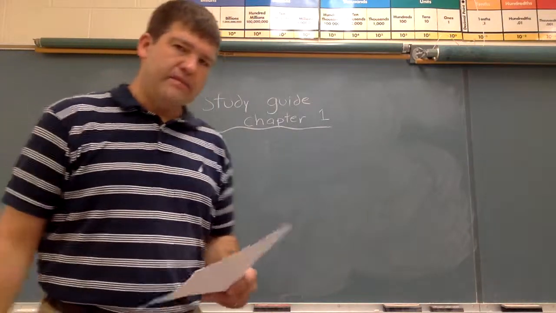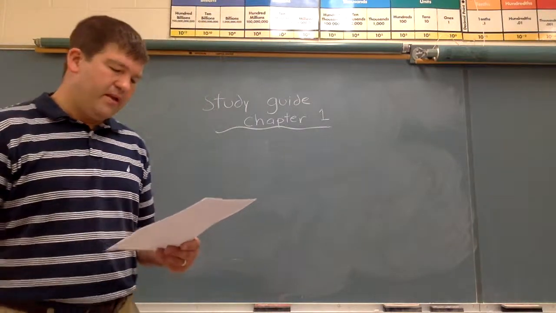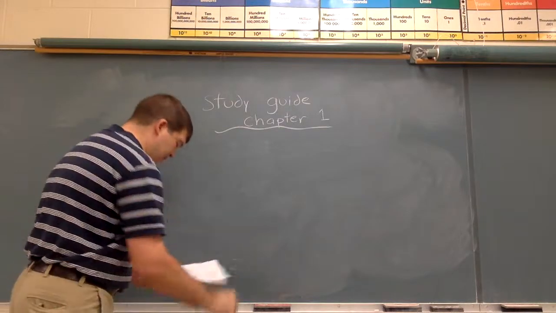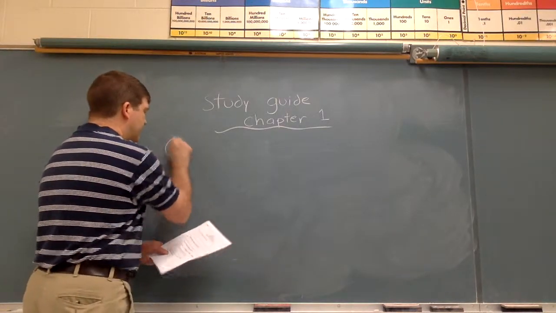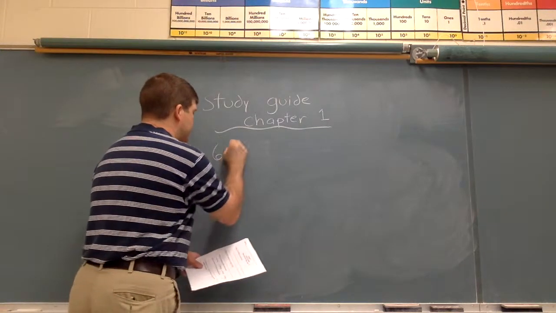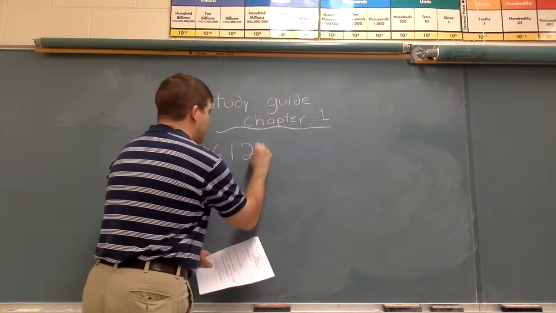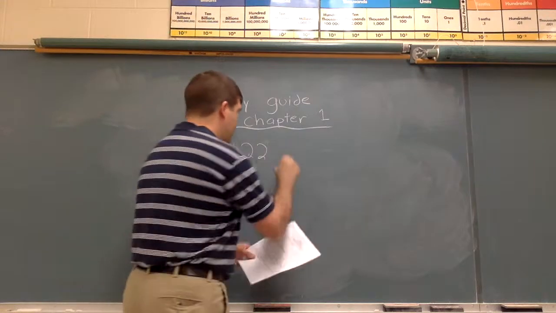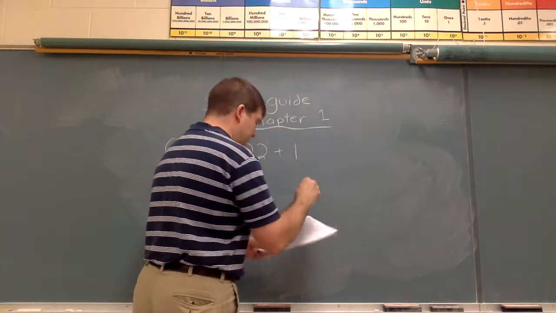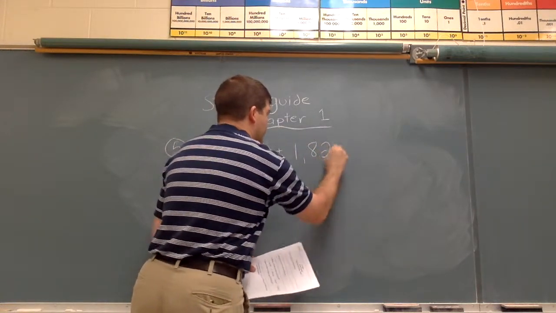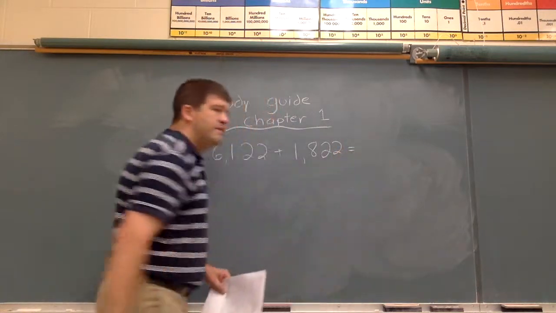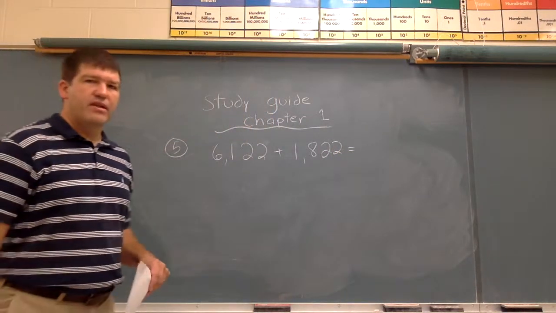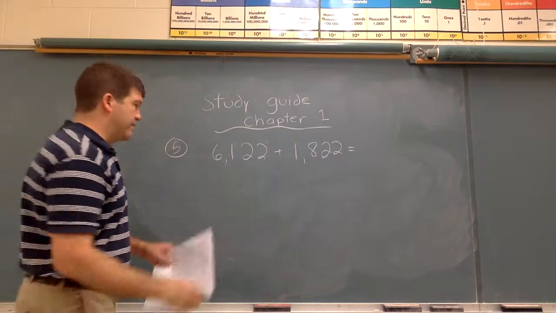All right, you want to estimate, find the sum by rounding these two numbers to the nearest thousand. So on number 5, you have 6,122 plus 1,822. So I'm going to round them to the nearest thousand, and then I'll add those together. That'll give me an estimated answer.